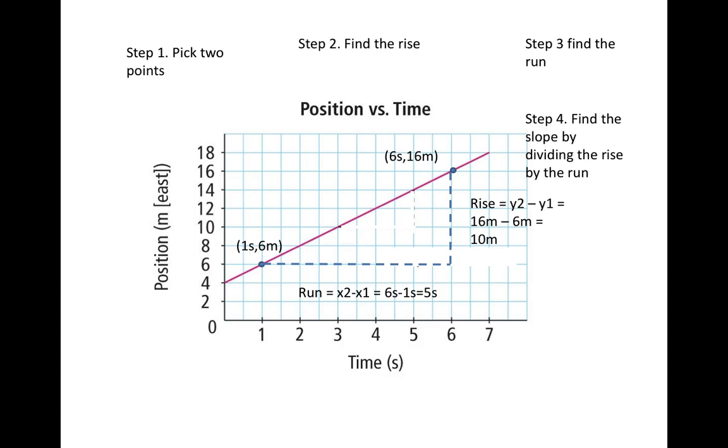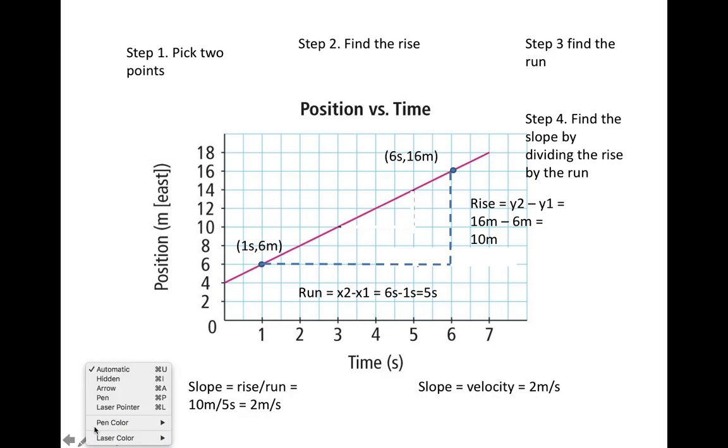Find the slope by dividing the rise by the run. So slope equals rise over run, 10 meters over 5 seconds, which equals 2 meters per second. Notice it's the same as the slope that I got using the two previous points. So same slope, I use these 2 points initially. I get the same slope.